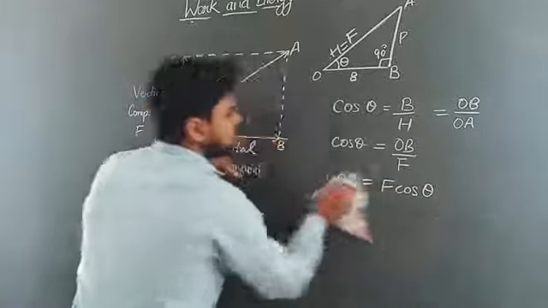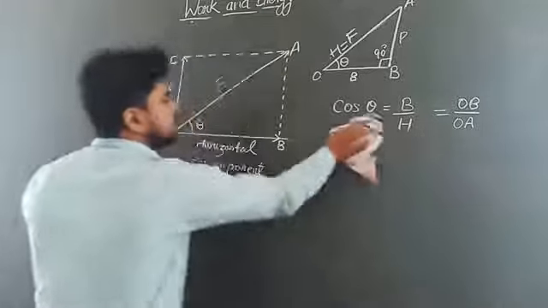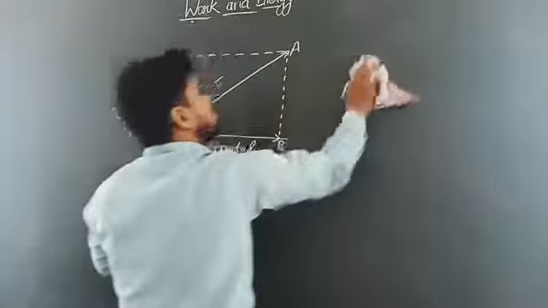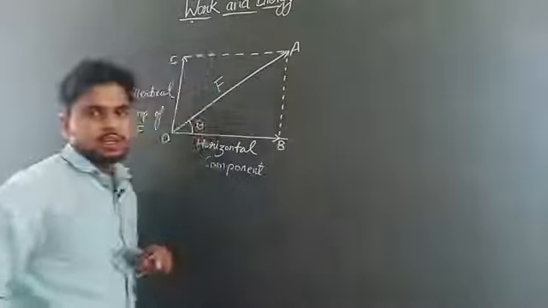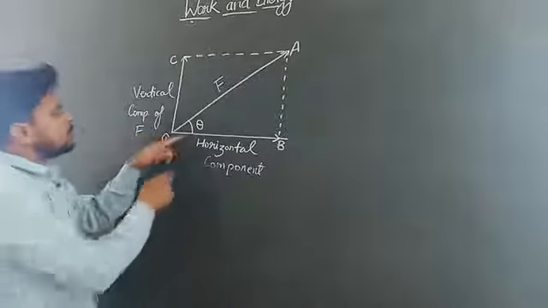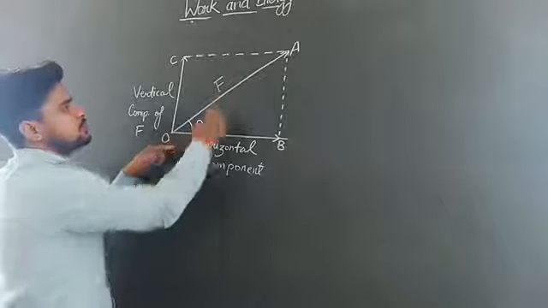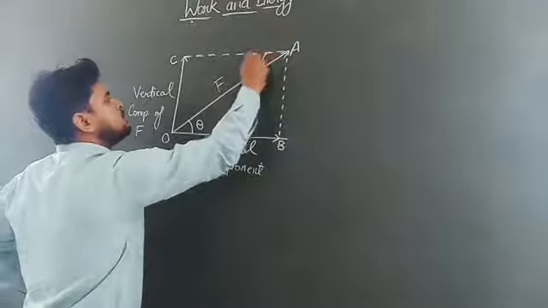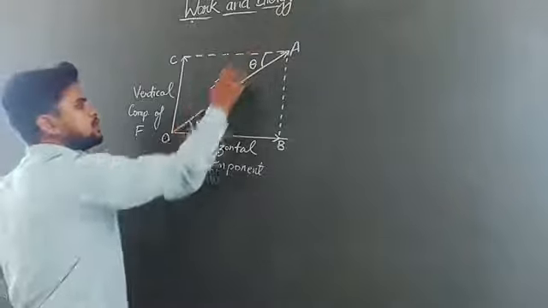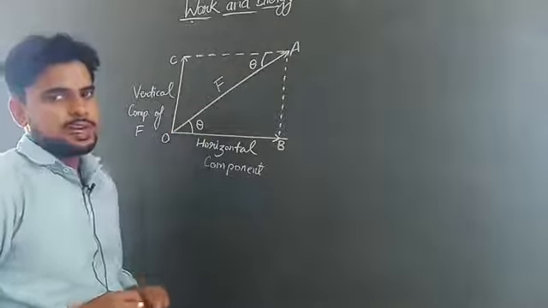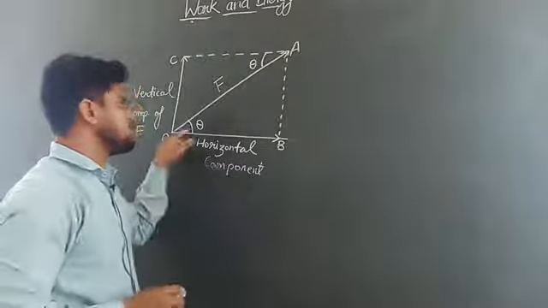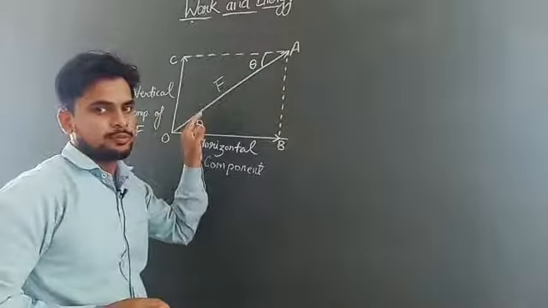Again we have to calculate the value of vertical component in the same way. Now let us see how to calculate the value of vertical component of force. Here you can see that this angle is theta. So this angle is also equal to theta. Why? Because these are alternate interior angles, and you know alternate interior angles are equal to each other. So if this is theta, then this will also be theta.